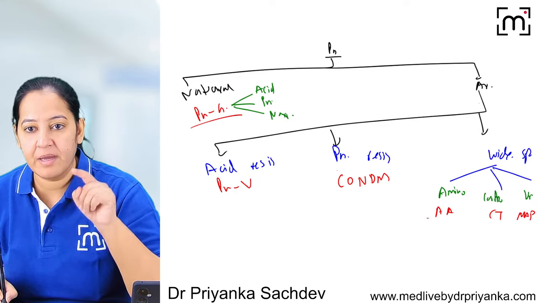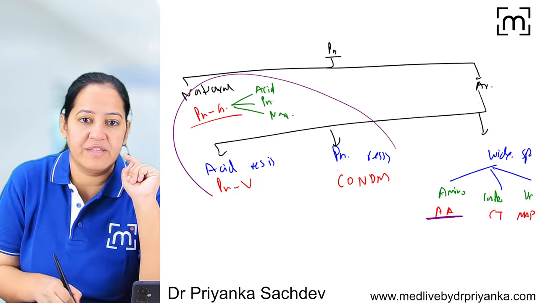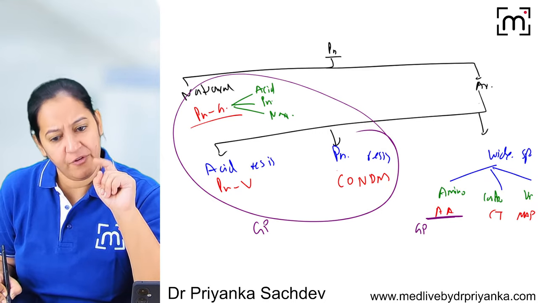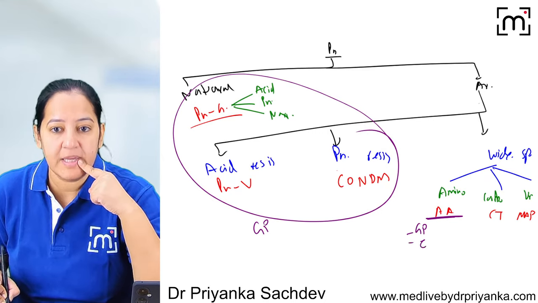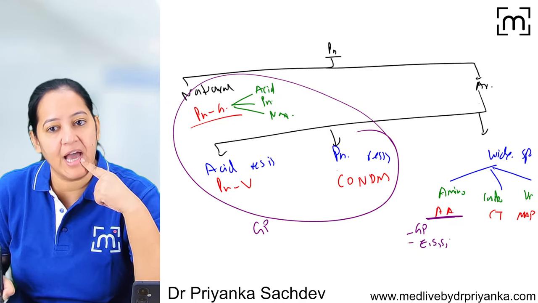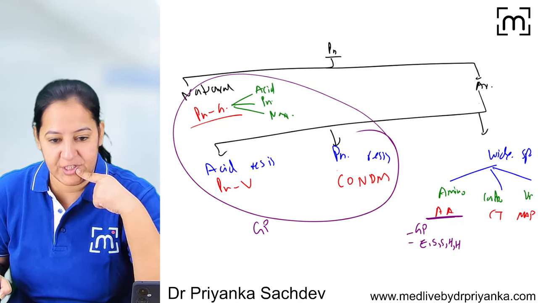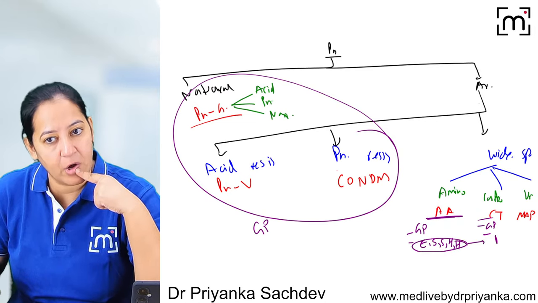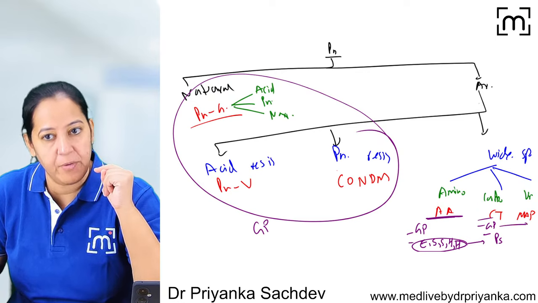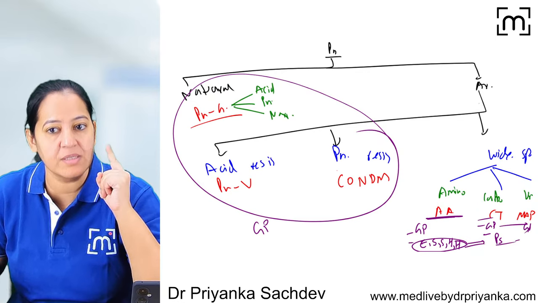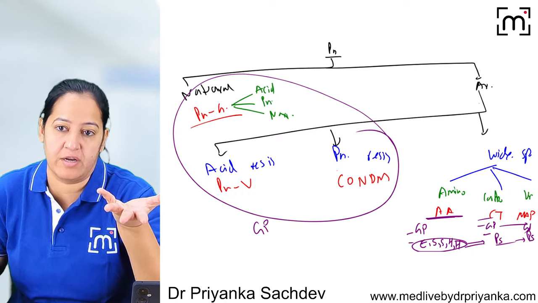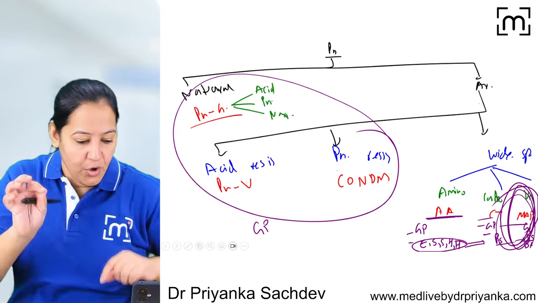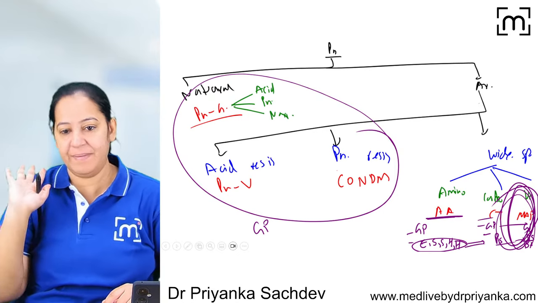Who will tell me the spectrum? In this one, only gram positive, no gram negative. Here, gram positive and a few gram negative. Which few gram negative? E. coli, Salmonella, Shigella, H. pylori, and H. influenzae. Here all gram positive are there, along with Pseudomonas, but Pseudomonas is 8 times more potent. Along with bacteroides also, Klebsiella also. So this one has the widest spectrum. Please learn the spectrum of all of them.